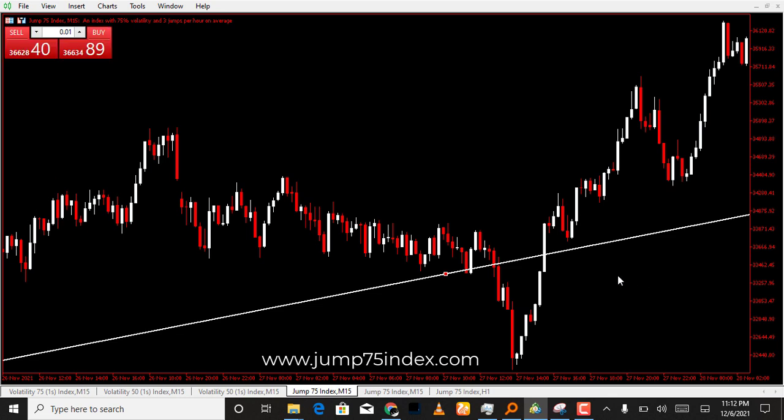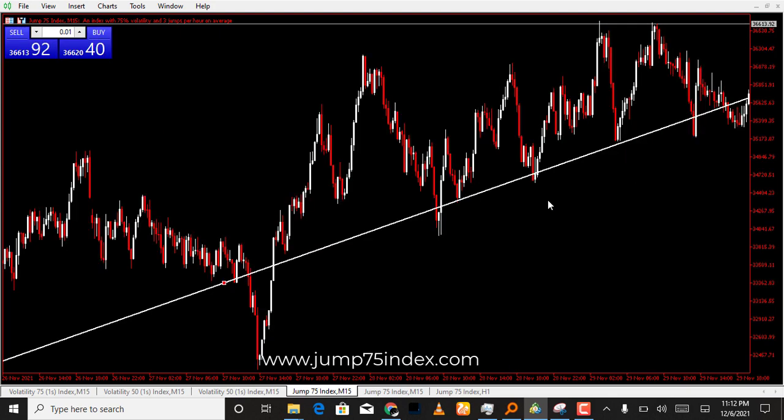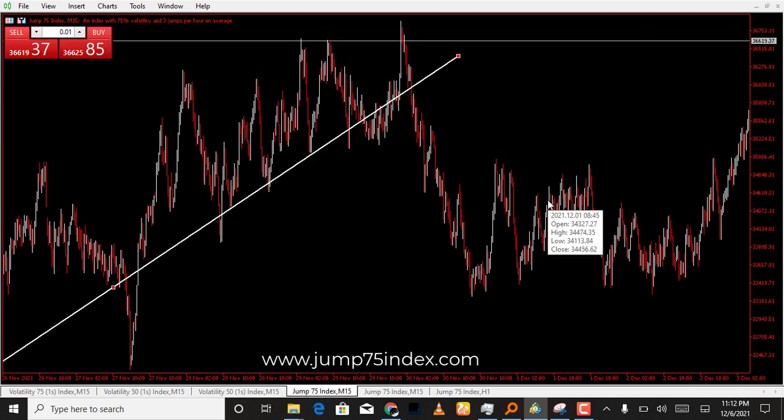Okay guys, as you can see here, this is our Jump Index. Here it breaks our trend line. As you can see, it breaks our trend line. This was our trend line, it broke it, and it also continued its direction, moving with a bullish trend, guys.